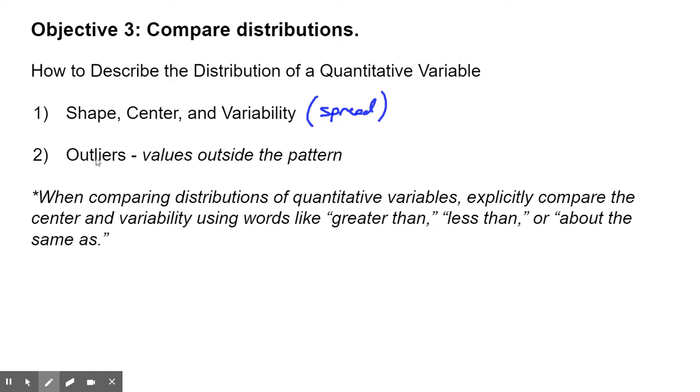And then lastly is outliers. So outliers are values outside the pattern. You know outliers. They're that dot way to the left or way to the right all by itself. So it's good to identify those things as well. So when I am comparing distributions, it's these four things I'm looking for.